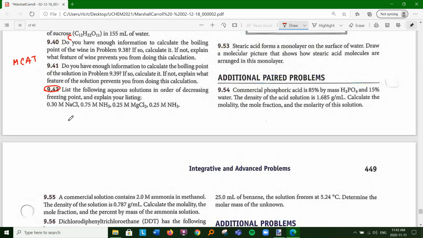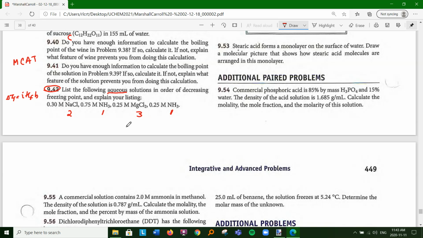List the following aqueous solutions in order of decreasing freezing point and explain your listing. Okay, so again, aqueous is a big word here, right? So we know that delta TF equals i Kf times b. So let's get the i's for them. For sodium chloride, i is 2. For NH3, i is 1. For MgCl2, it's 3. And for NH3, it's 1.